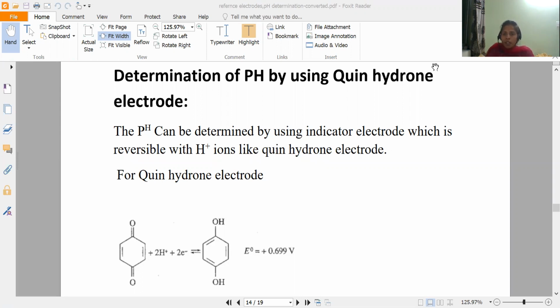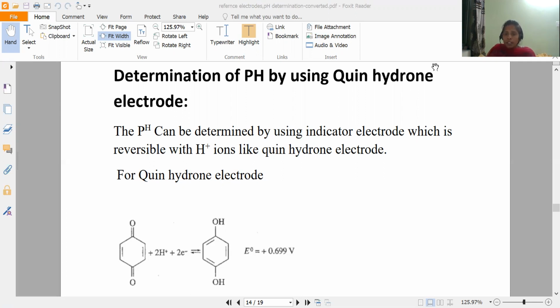Already we have heard about the Quinhydrone electrode. Quinhydrone electrode is one of the reference electrodes. What is the use of a reference electrode? A reference electrode is used to find the electrode potential of the unknown electrode. What is meant by the unknown electrode? The unknown electrode is the electrode whose electrode potential is not known. So to find that electrode potential value, we use the help of the reference electrode.